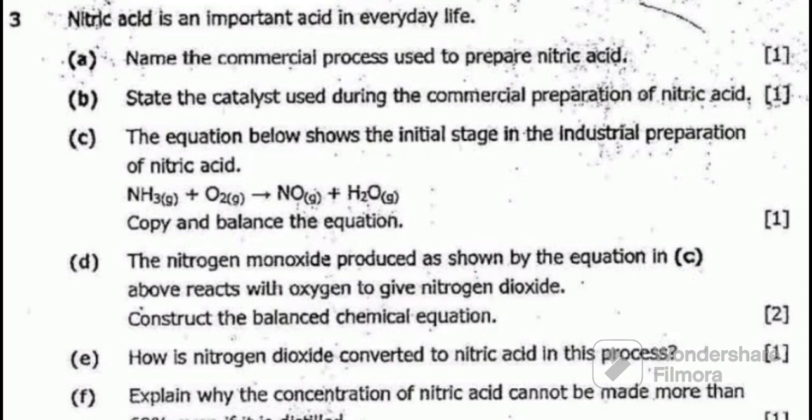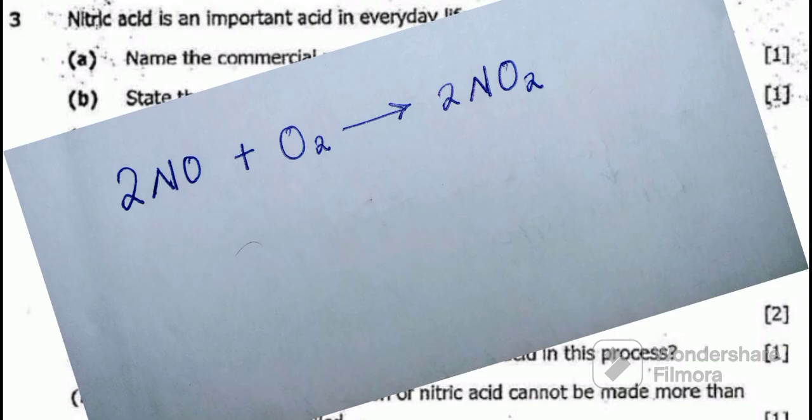Question D. The nitrogen monoxide produced as shown by the equation in C above reacts with oxygen to give nitrogen dioxide. So this gas we are seeing above here, which is nitrogen monoxide, is going to react with oxygen. So let us construct a balanced chemical equation for the reaction. It's nitrogen monoxide reacted with oxygen, and the product is going to be nitrogen dioxide. This is a balanced chemical equation.